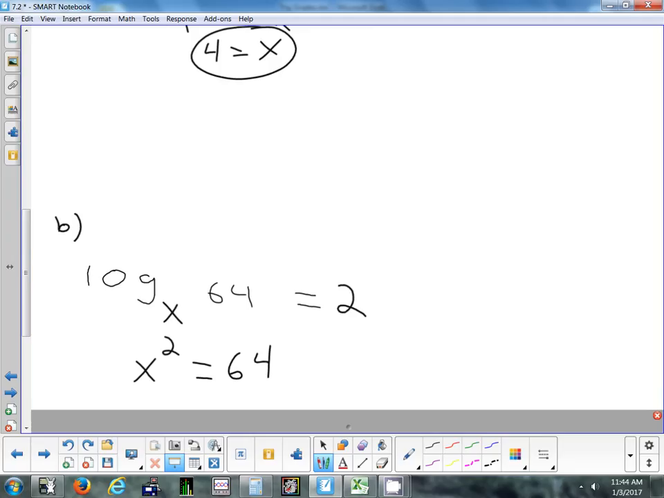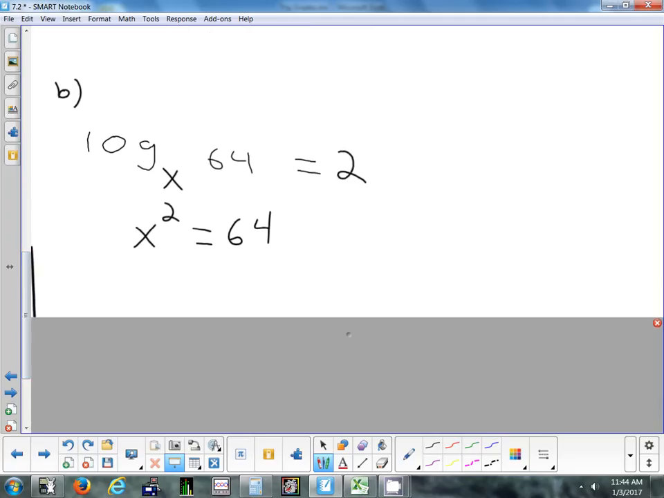Now, I don't want x squared. I want just x. So what do I have to do to get x by itself? Yeah, I take the square root. The square root, that's the opposite of squaring. And now when you take the square root of 64, there's technically 2 numbers that multiply to give you 64 that are the same. What's one of them?